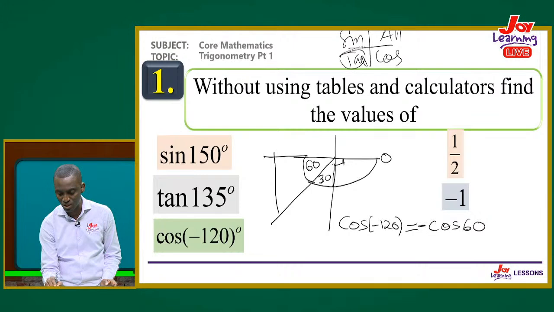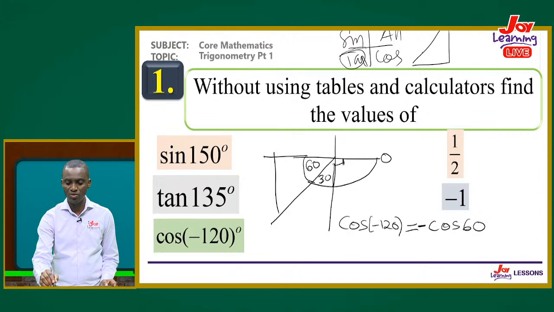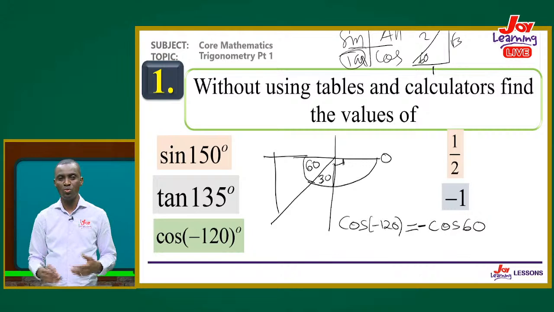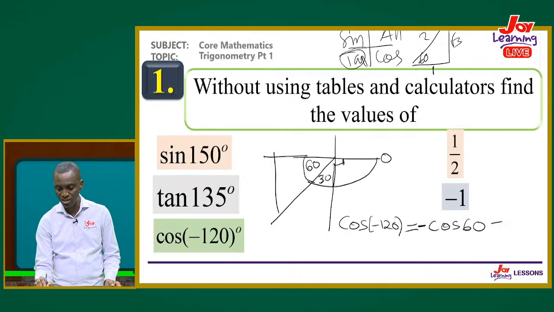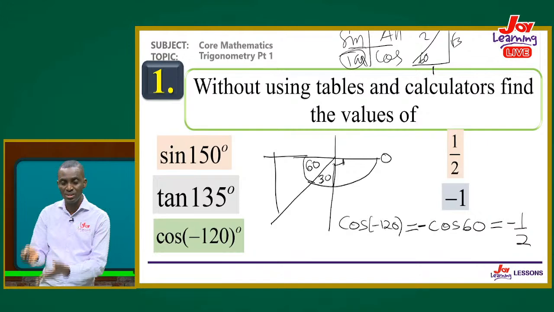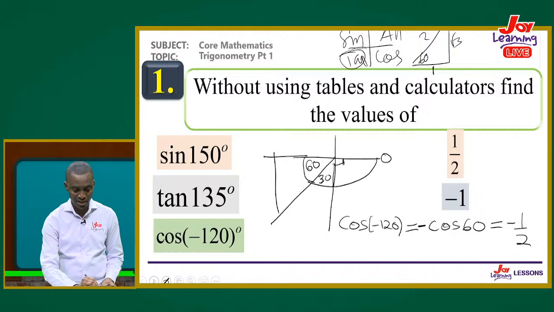So I have to negate this one. Then I go back to my diagram and pick 60 degrees. Here is root of 3, here is 1, and here is 2. Cos says adjacent over hypotenuse, so the answer will give me negative 1 over 2. So without using a calculator, I can still get the answer to be negative 1 over 2 as the answer for cos negative 120.